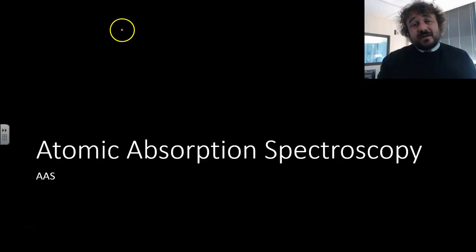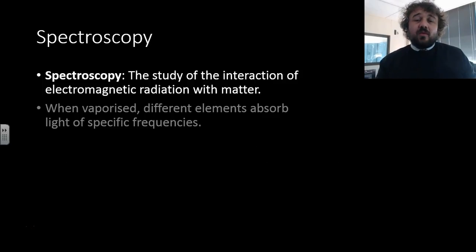Alright, so let's have a look at atomic absorption spectroscopy. It's a quantitative way of measuring how much of certain ions we have in solution. Alright, so what is spectroscopy itself? It's the study of the interaction of electromagnetic radiation with matter.